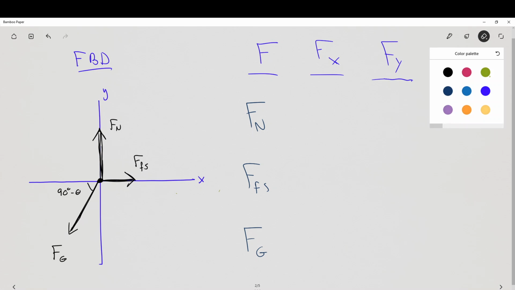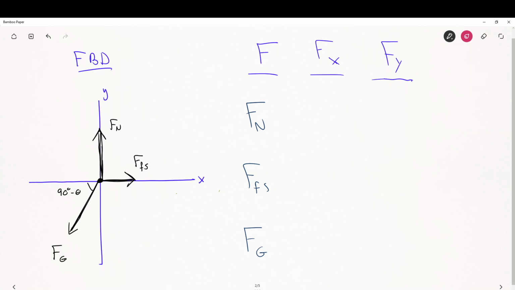Now the logical thing to do at this point is to compute some components. So I need to compute the components for my various forces. The normal force and the force of static friction will be very easy. The normal force just points straight up, which means that its x component is 0. This force of static friction points straight to the right, so its y component is 0. And since this force is completely horizontal, the x component just is itself, and it points to the right. And this guy's y component just is his own magnitude, and it points up.